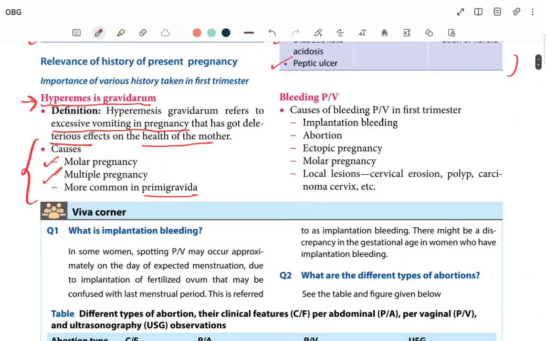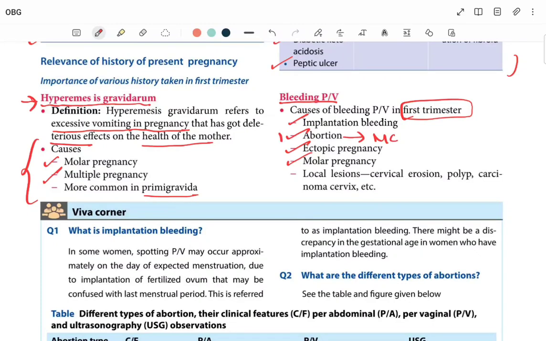Now next, coming to bleeding PV. The causes of bleeding PV in first trimester are going to be implantation bleeding, abortion, ectopic pregnancy, molar pregnancy, and certain local lesions like cervical erosion, polyp, carcinoma cervix. All of these are causes for bleeding PV in the first trimester. Abortion is the most common cause.